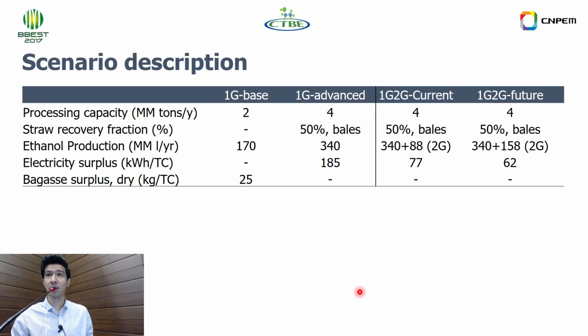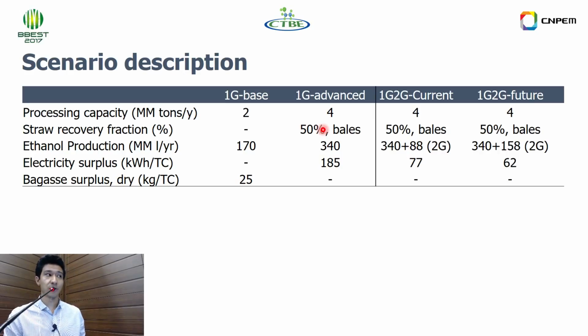Before presenting the economic results, we have to understand that the cash flow analysis depends on the technology description. Here we have the description of 4 main scenarios. The left side of the table represents the first generation scenarios, and the right side the integrated first and second generation. Here we're comparing a lot of effects, for example, the effects of scale in first generation ethanol production. First generation base represents a kind of outdated technology. First generation advanced represents a mill which has twice the scale of 1G base.